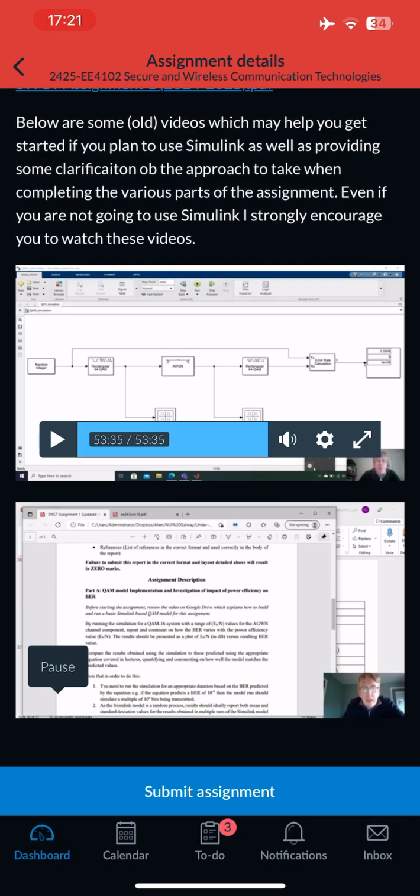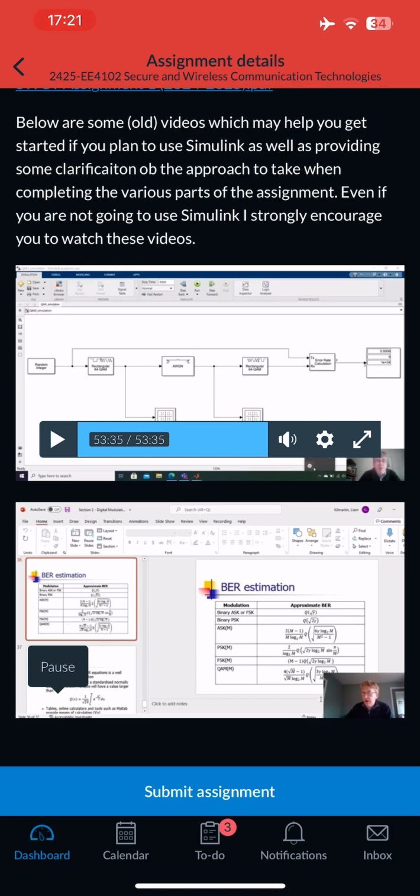Okay, so to get to the crux of what I wanted to cover in this video, two things. Firstly, I just want to reiterate something I distributed by email last week, I think it was. In the notes, and you will use this in the assignment particularly, we have these equations, and particularly as the assignment is based on QAM, you have this equation here, which allows you to plug in the power efficiency value gamma, and it gives you, as is indicated here, an approximate bit error rate.